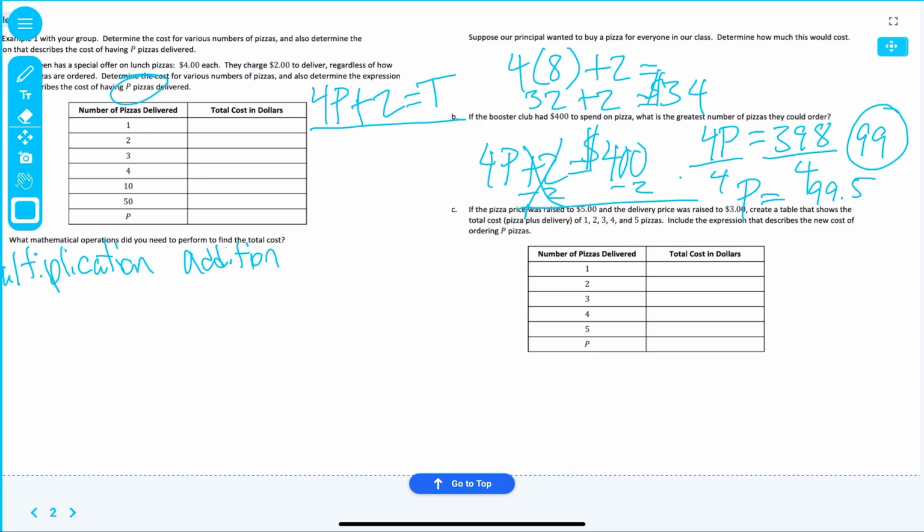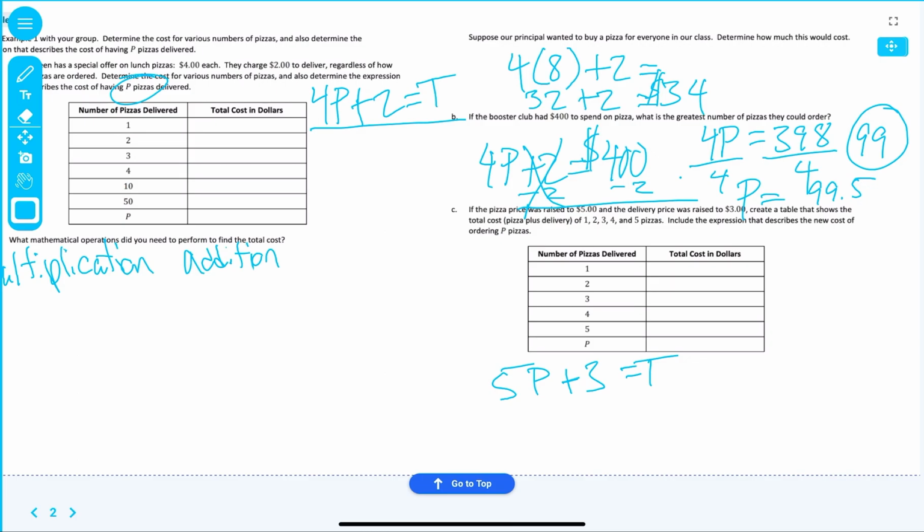All right, so if the pizza cost was raised to $5 for every pizza and the delivery price was raised to $3, create a table that shows the total cost for 1, 2, 3, 4, 5 pizzas. Okay, so this is the same thing. We're just going to have to modify our equation. Our equation will be $5 per pizza plus the $3 delivery fee gives us the total cost.